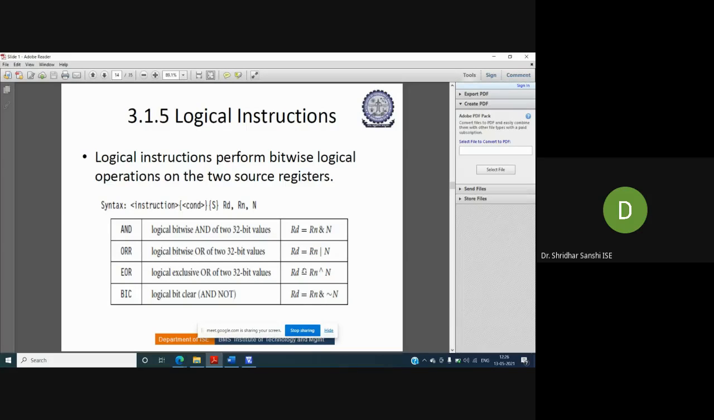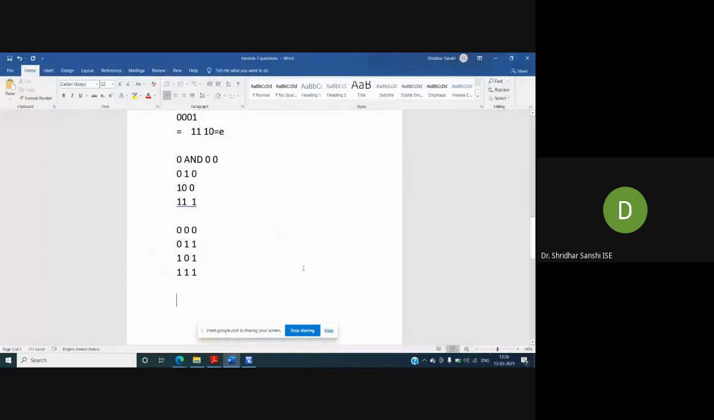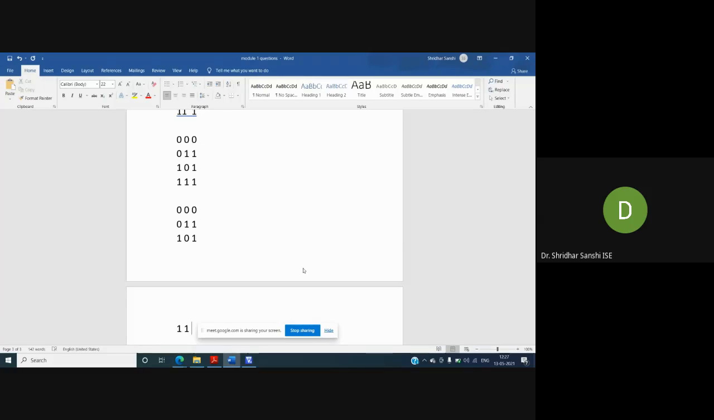Okay, so what is this? If it is 0, 0, the answer will be 0. If it is 0, 1, the answer will be 1, and 1, 0, the answer will be 1. If it is 1, 1, if both bits are same, the answer will be 0. So that is the exclusive OR.